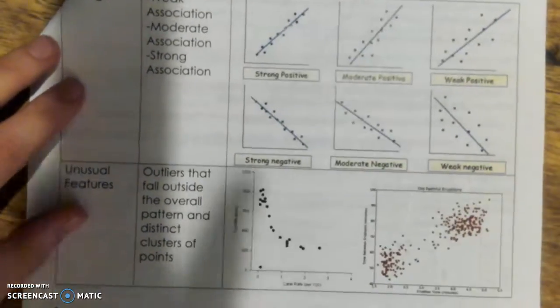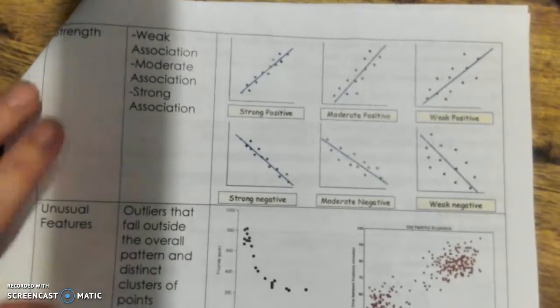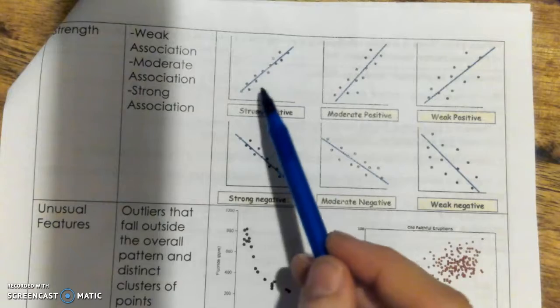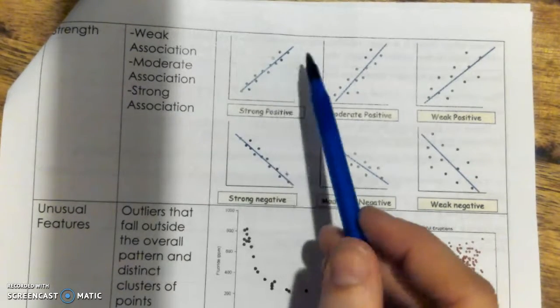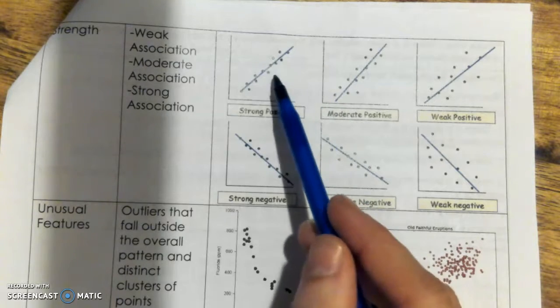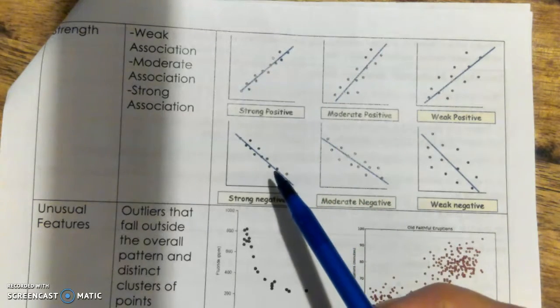All right, so we've gotten direction and form. Now we're on strength. So we've either got a weak association, a moderate association, or a strong association. And again, we can use the word roughly to describe all these things because it's never going to be exact. So, strong positive. Do you see the closer the dots are together, the stronger the relationship? They look more like a line, right? So here's a strong positive and here's a strong negative.